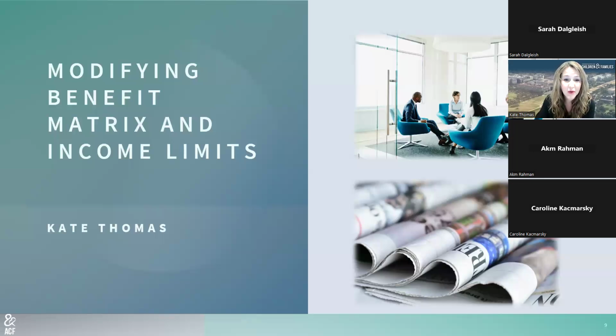So you may call your program LIHEAP, HEAP, or something else entirely. But the most important thing to note about your LIHEAP funded program is that you have many flexibilities in designing and changing your program. One flexibility you have as a grant recipient of the LIHEAP block grant is to change your LIHEAP benefit matrix and LIHEAP income threshold as the need arises. And one of those needs is to do it annually as you are statutorily required. But there are other times you might want to change your matrix and or your income limits, and we'll get into that. Next slide, please.